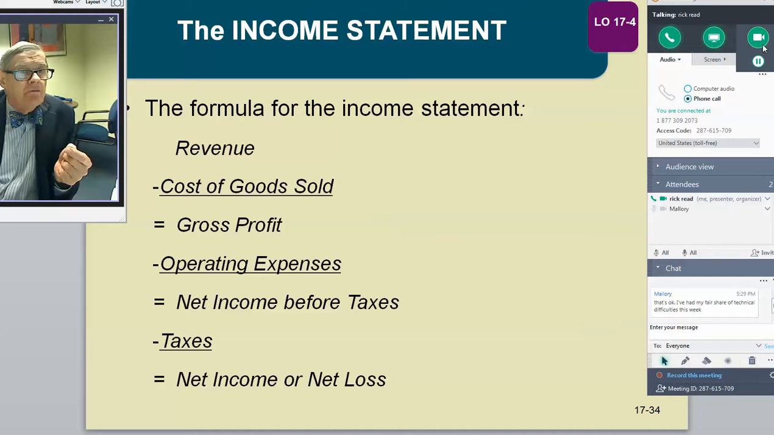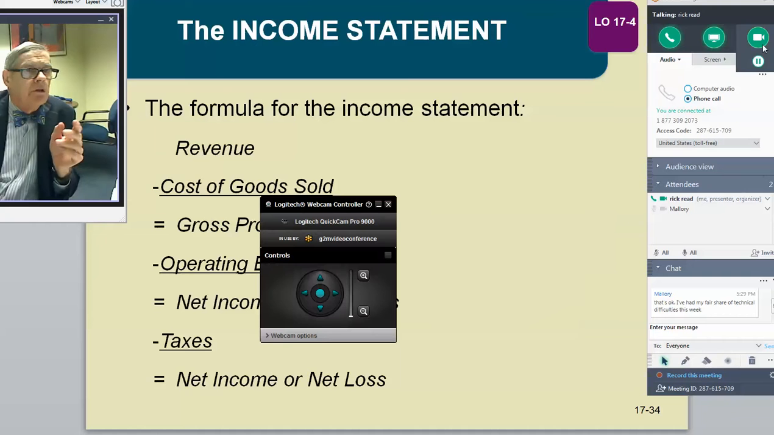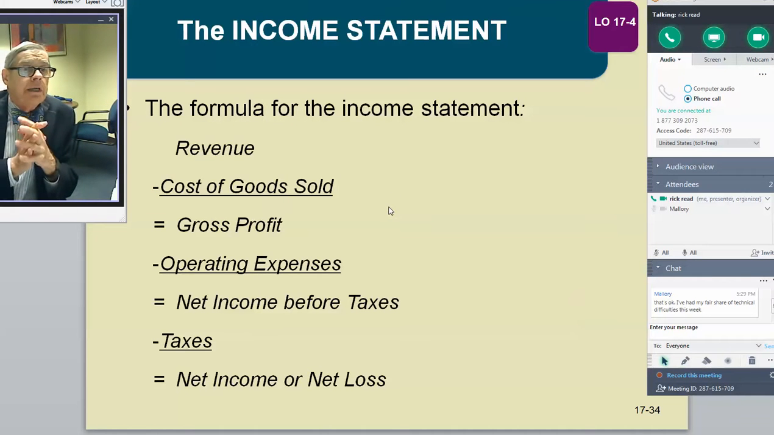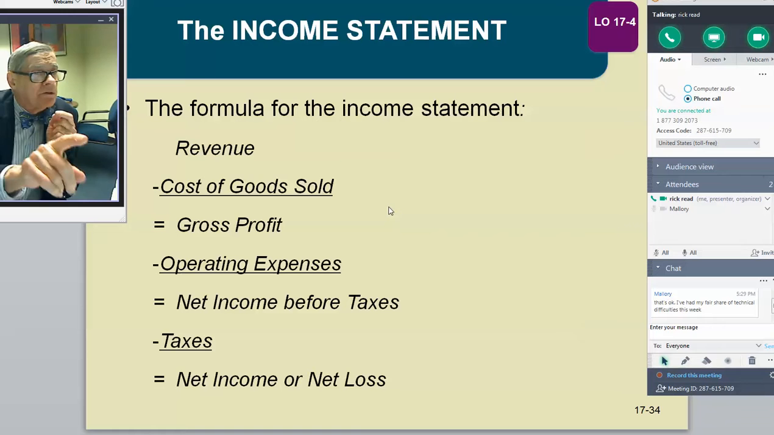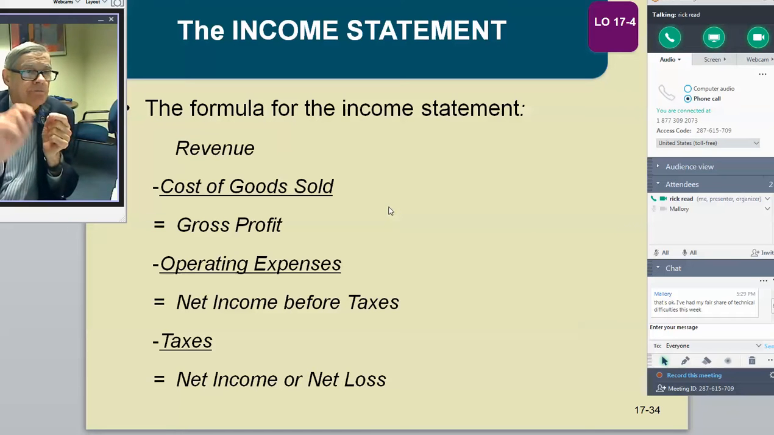The formula for the income statement is revenue minus the cost of goods sold equals gross profit. Minus operating expenses equals net income before taxes, then minus taxes, and that's going to give us either our net income or our net loss. Remember, we have to get to this. We don't want to stop at gross profit. That's an incomplete picture.